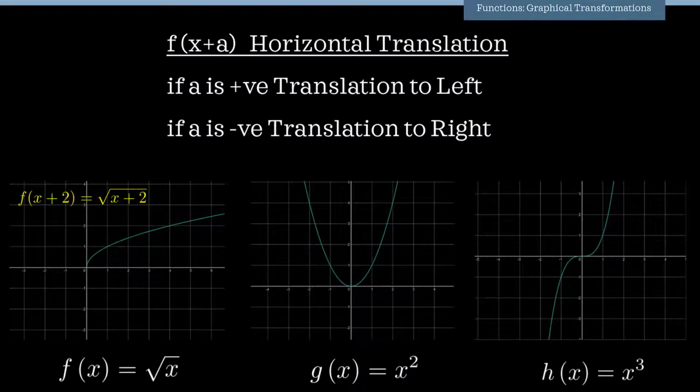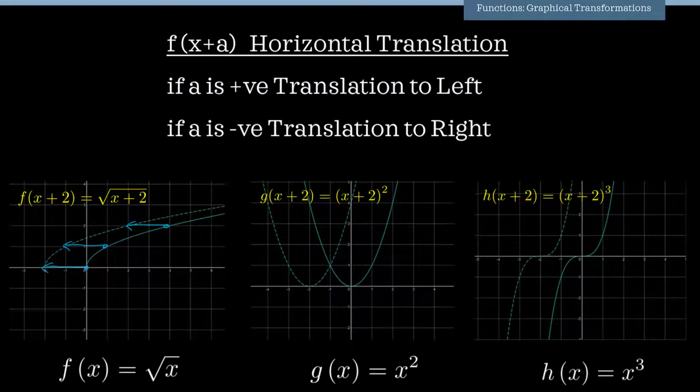So the graph of the transformation f of x plus 2 is going to be a translation 2 units towards the left hand side. So after the transformation, my function f of x plus 2 is going to look like this. Similarly, the graph of the transformation g of x plus 2 is going to look like this. And the graph of the transformation h of x plus 2 is going to look like this.